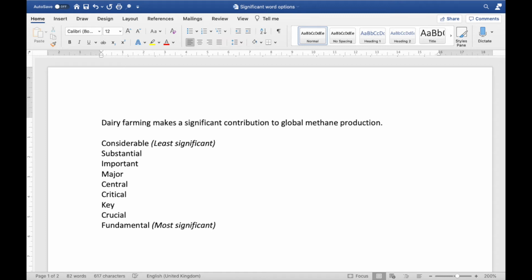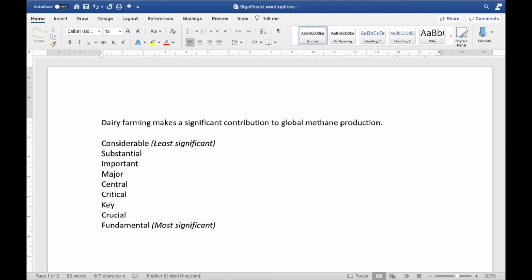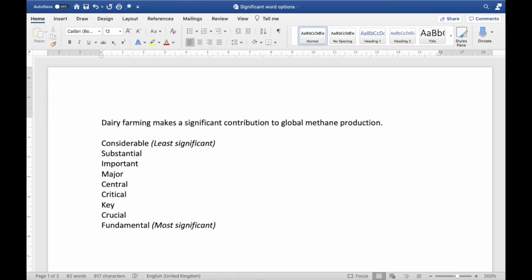Where critical, to me, it feels a sort of similar magnitude to central, but there's just a bit of emotion attached to that word, but not so much as to make it unusable, because you want to write in that sort of neutral writing voice for academic writing. And then we have key and crucial, where crucial again to me sounds a bit like key, but there's a slight bit of emotion, but it's still neutral enough of voice for you to use. And then something that's the most significant, I would say, is fundamental.